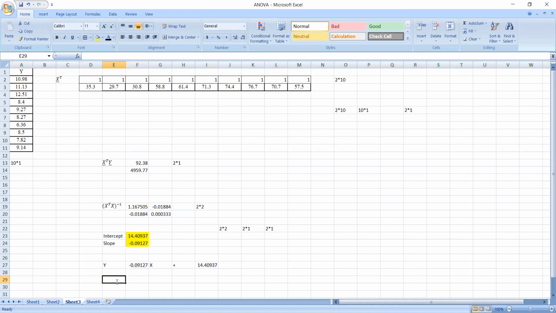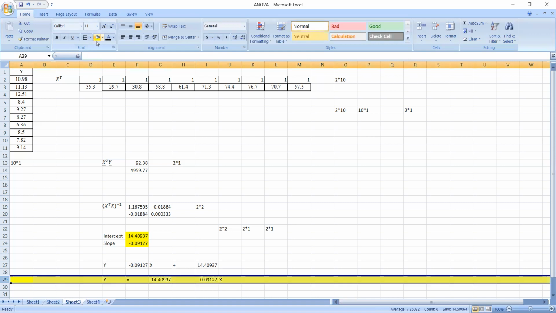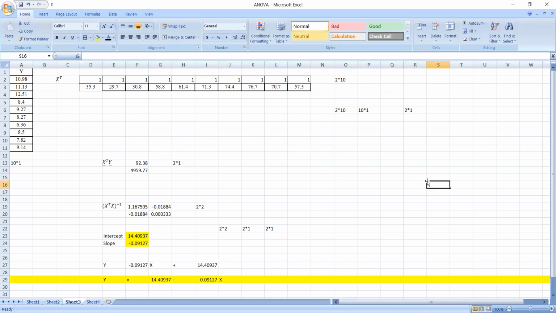Or you can write it the other way around. That is, Y is equal to 14.40937. Since the slope is negative, you can put a minus sign here, minus 0.09127 times X. So this is the fitted regression model using the data set, and here we use the matrix notation.